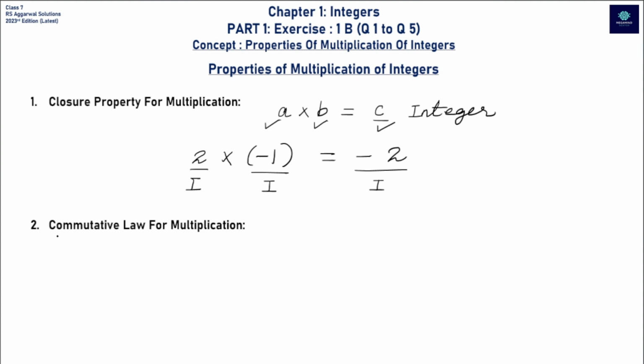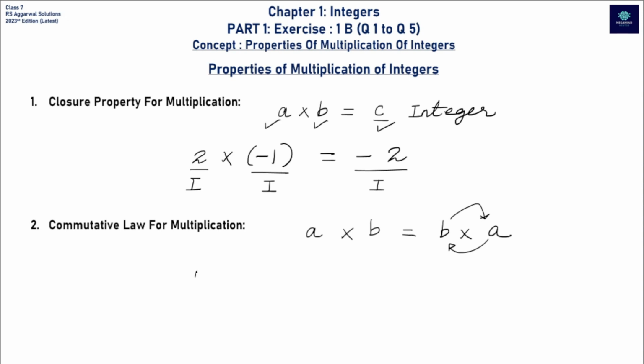Now coming to the second property, which is called the commutative law for multiplication. According to this property, if I have two integers a and b, and when these two are multiplied, their product will always be equal to the product when I interchange their places and multiply them. It means b comes in place of a and a comes in place of b.